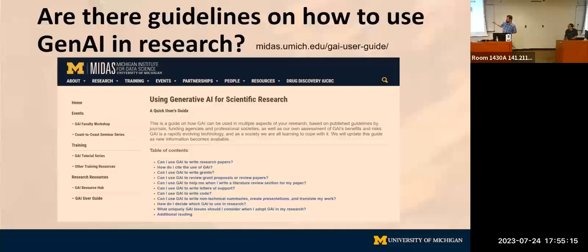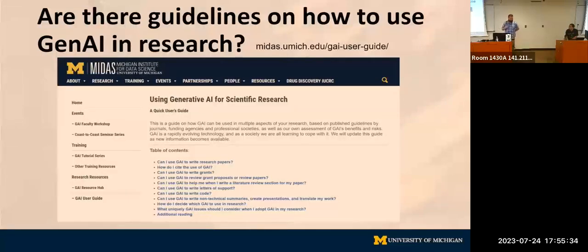The thing I want to highlight most is this quick user's guide. We tried to put together a set of questions that people will have in research here at the university. Can I use generative AI in my research? And if so, how? Can I use it to write grants? Can I use it to write abstracts? Can I use it to do literature reviews? Can I use it to help write my code or evaluate my code?